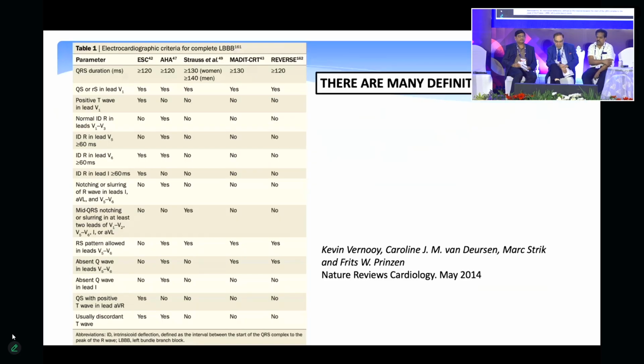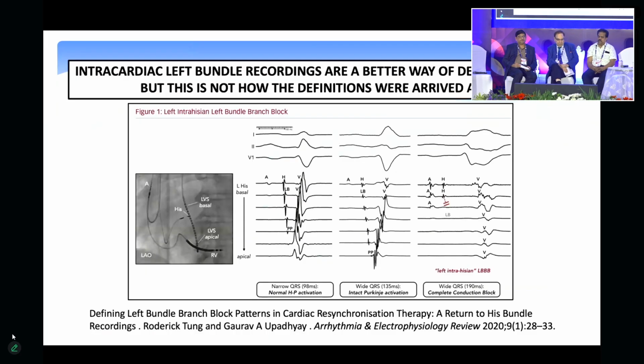Now, even before all this conduction system pacing came in, we had to understand that there is no one definition of left bundle branch block. If we compare the definition of the ESC, the AHA, the Strauss criteria, or the definition used in MADIT-CRT, they've all used different definitions for left bundle branch block. And there is very little correlation between these definitions. In fact, somebody did a study and found that only in 16% of patients do all these definitions correlate.